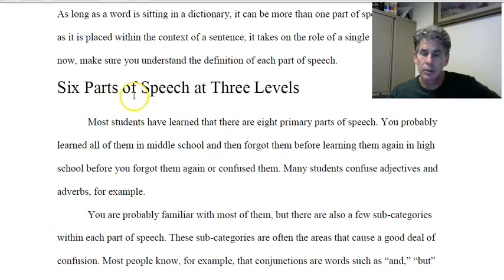I'm going to do, instead of the 8 parts of speech that you probably learned in 6th grade, 6 parts of speech to simplify things a little bit more. And I'm doing this because you really use language, and this is very important, at 3 different levels. So I'm going to reduce it down to 6.